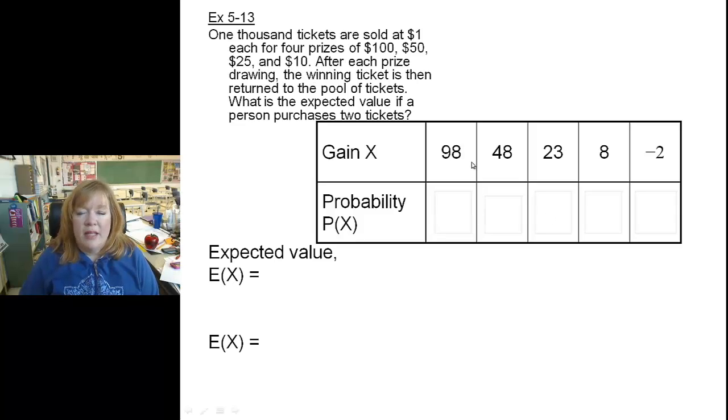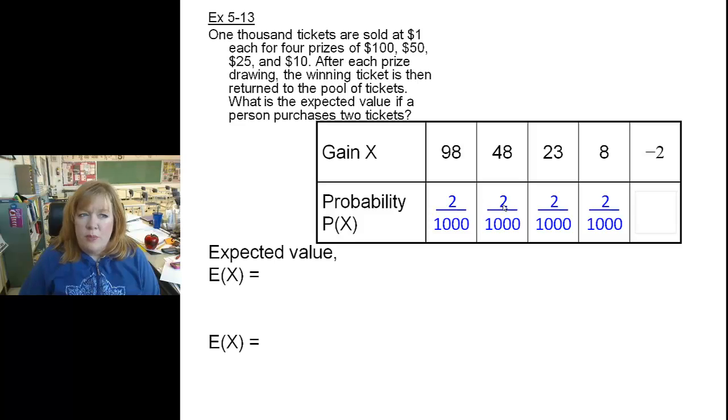Probability of winning. They do 4 drawings and they put the tickets back each time. So there's only one $100 prize, and you're buying 2 tickets. So you have 2 chances out of the 1,000. And it's going to be the same for each of those: 2 out of 1,000, 2 out of 1,000, 2 out of 1,000. But what is going to be the chance for you to lose your $2? Well, remember that these all have to add to 1. So 2 plus 2 plus 2 plus 2 is 8. So that means this has to be 992 out of 1,000, because it's 1 minus this whole thing. And 1,000 out of 1,000 is 1.